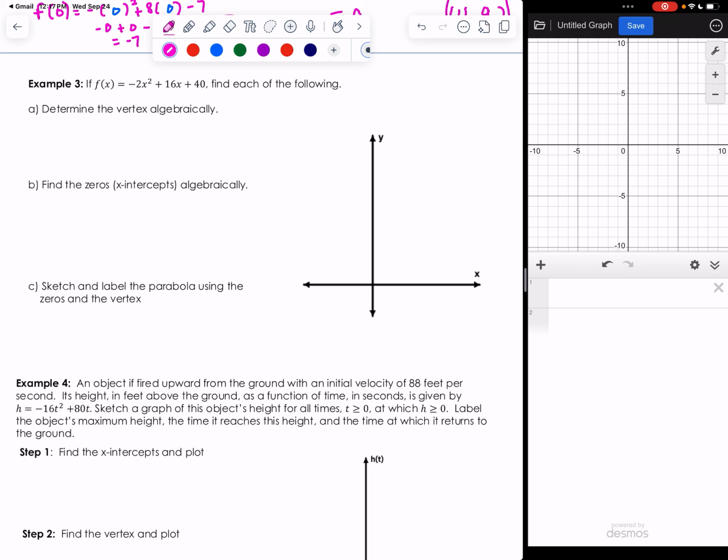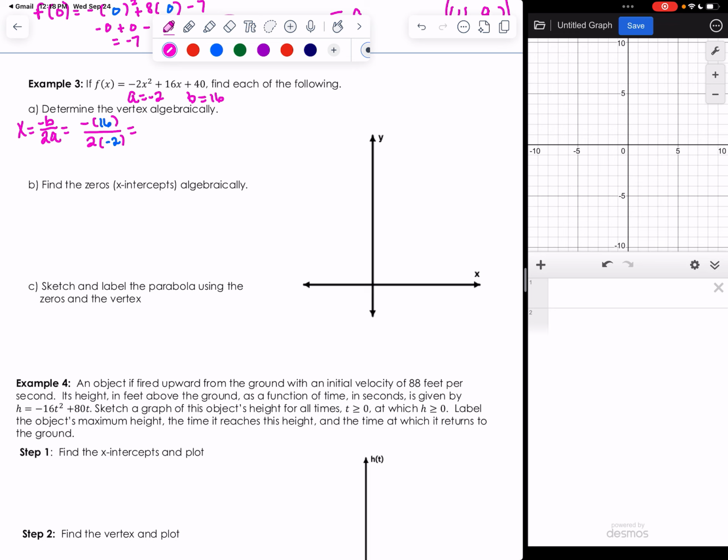So to determine the vertex algebraically, remember we start by finding x, and we use this formula, opposite b over 2a. Now in this problem, our a value is negative 2, and our b value is 16. So I'm going to replace these variables with parentheses. And then I'll plug in, for b, I will plug in a 16, and for a, I'll plug in a negative 2. All right, let's evaluate that.